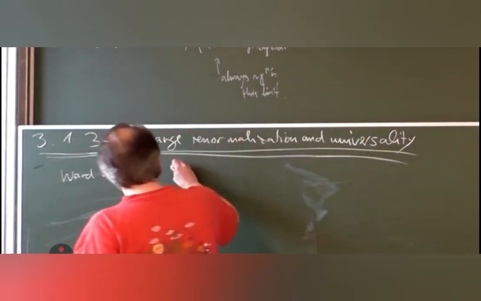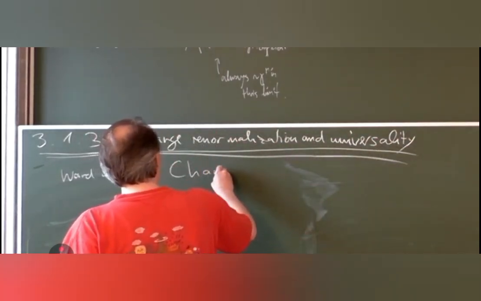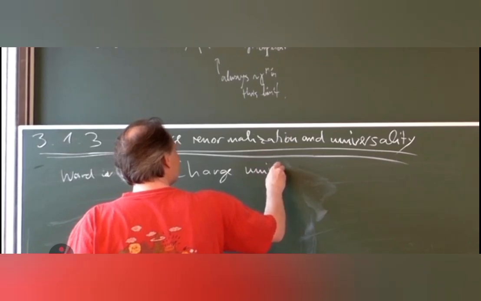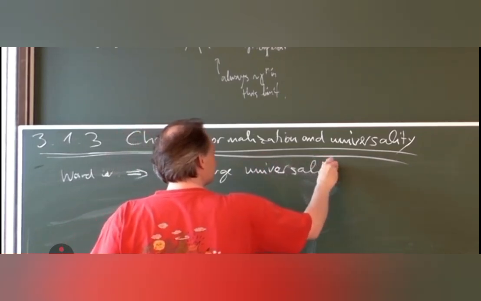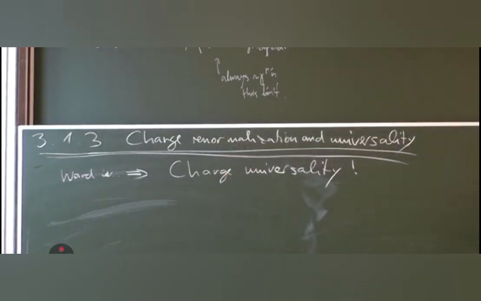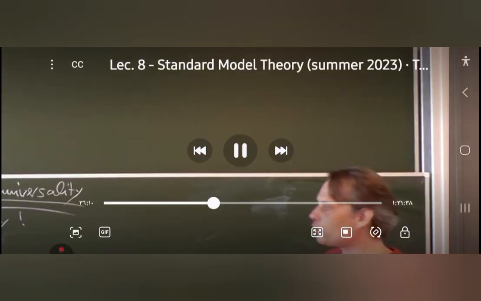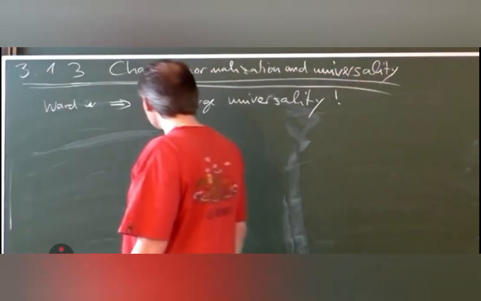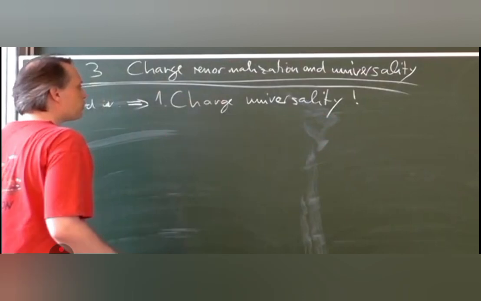On the physical level, we obtain charge universality. That is the universality of electric charges among all charged particles: electron, muon, tau, quarks, and so on, whatever other particles you might imagine. Here we only have the electron, but if you would enhance QED by other charged fields, then there would be a universality between all the charges of all charged particles. And that is a physical statement which we will discuss.